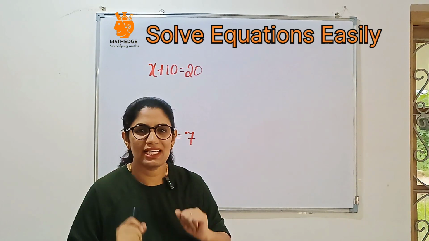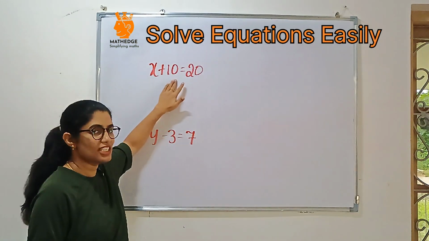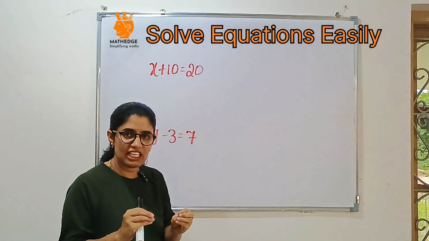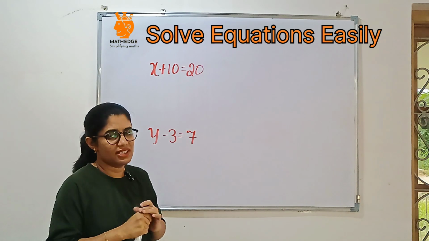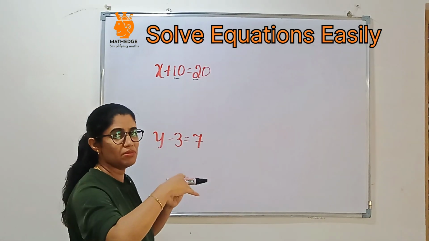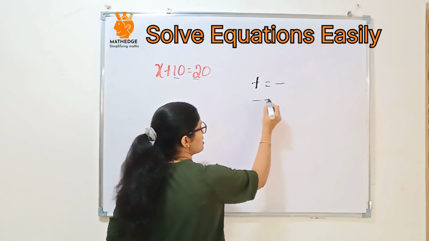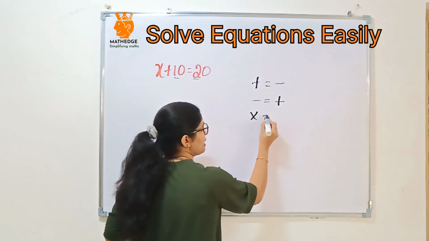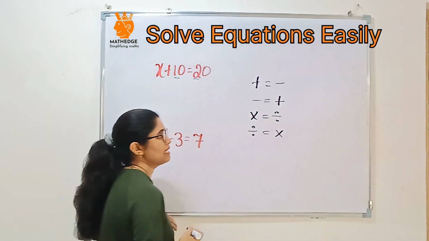Let's start with a simple example: x plus 10 is equal to 20. Here everyone knows this is the variable and this is the constant. When you are solving the equation, always try to take variables to one side and the constants to the other side. When you are moving a number across the equals sign, plus changes to minus, minus changes to plus, multiplication changes to division, and division changes to multiplication.